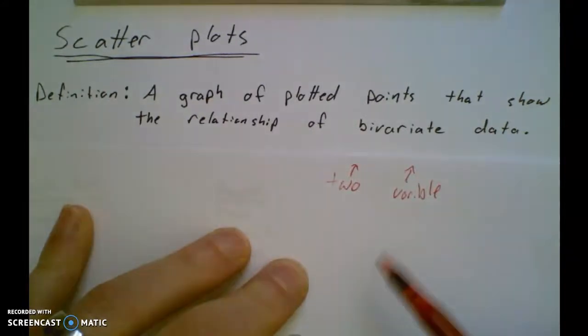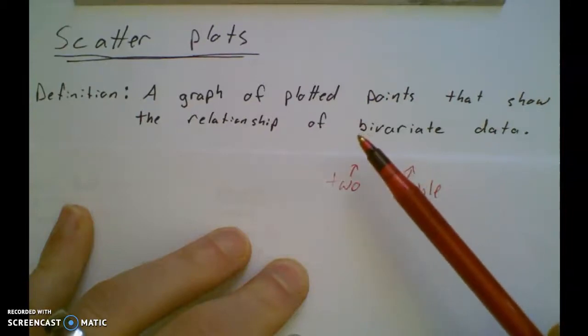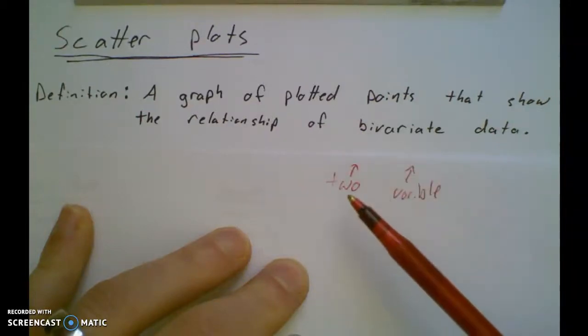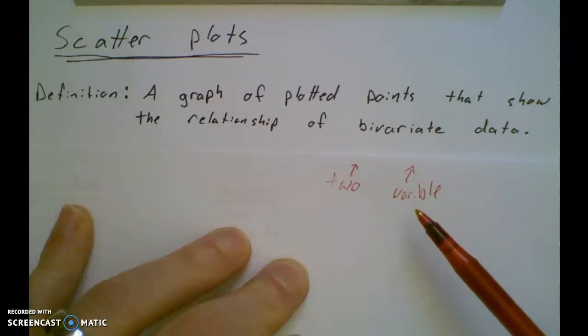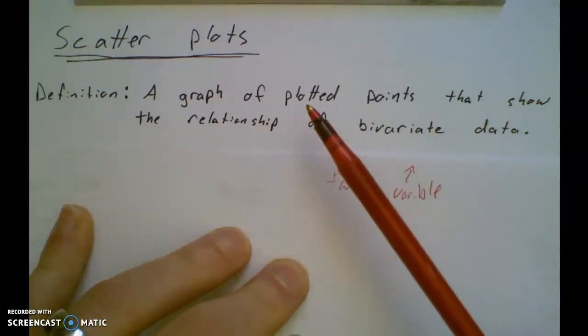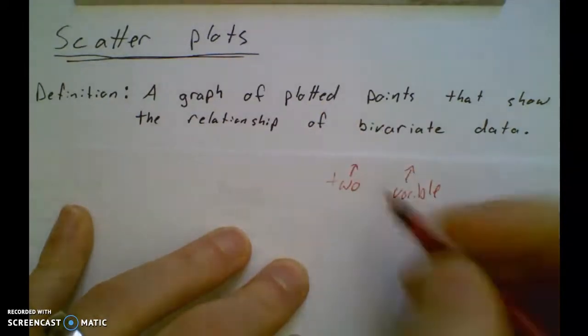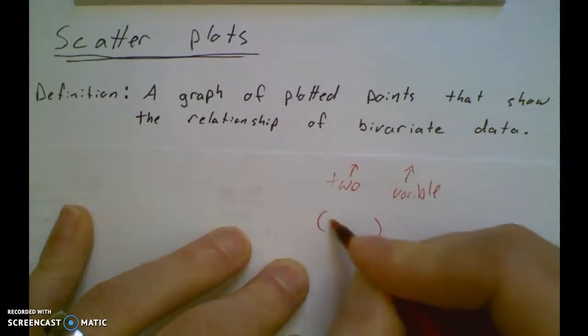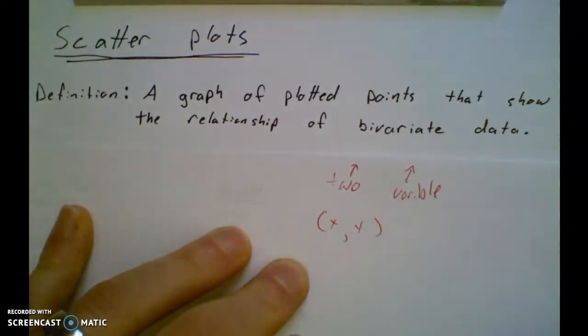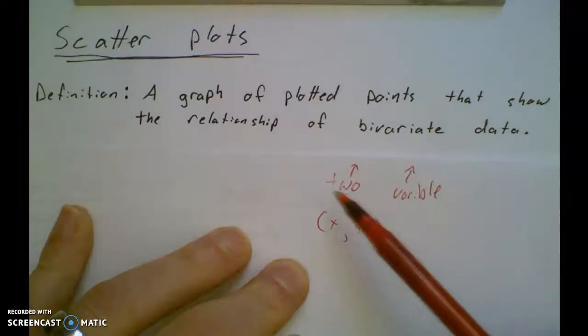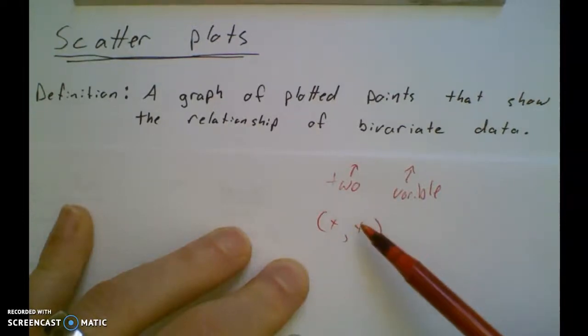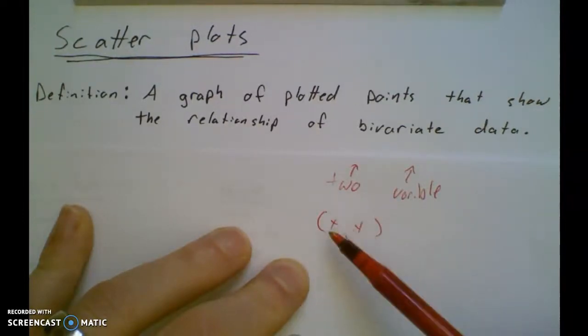Up until now, you have only worked with single variable data, and we've done that with dot plots and circle graphs and a couple of other different ones. So this is the first time you've been introduced to bivariate data, which just means there are going to be two variables instead of just one. It makes sense when you think about it. It's a graph of plotted points, and points come in an XY combination, that coordinate pair. There's an X value and a Y value so that we can graph it. That's why there are two variables: X and Y.